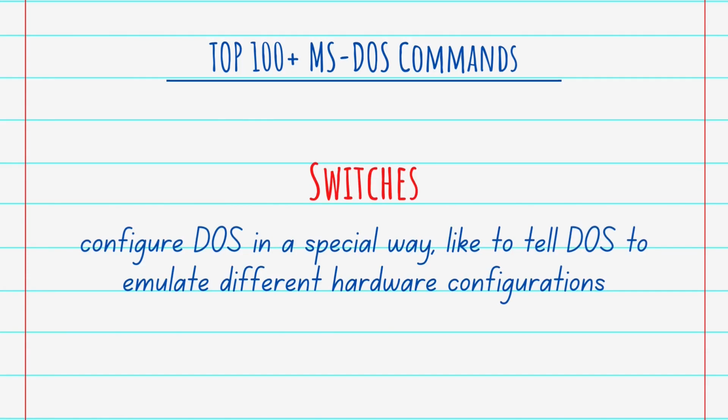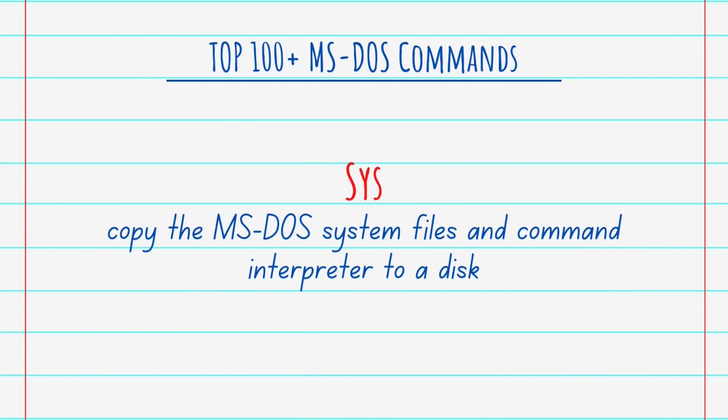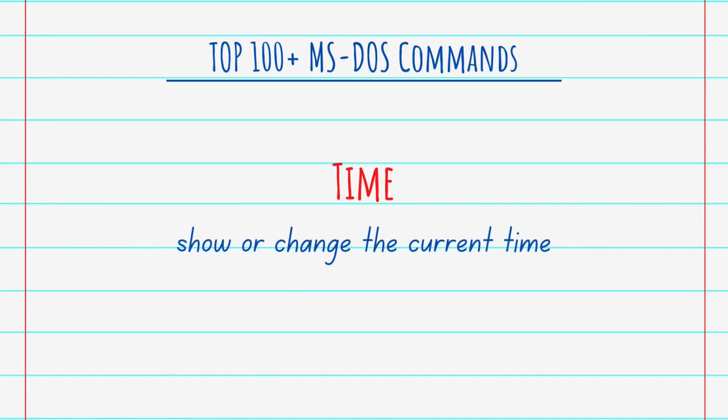Got it? Next is the switches. The switches command is used in the config.sys file to configure DOS in a specific way, like to tell DOS to emulate different hardware configurations. Next one is the SYS command. This command is used to copy the MS-DOS system files and command interpreter to a disk. The SYS command is used most often to create a simple bootable disk or hard drive.